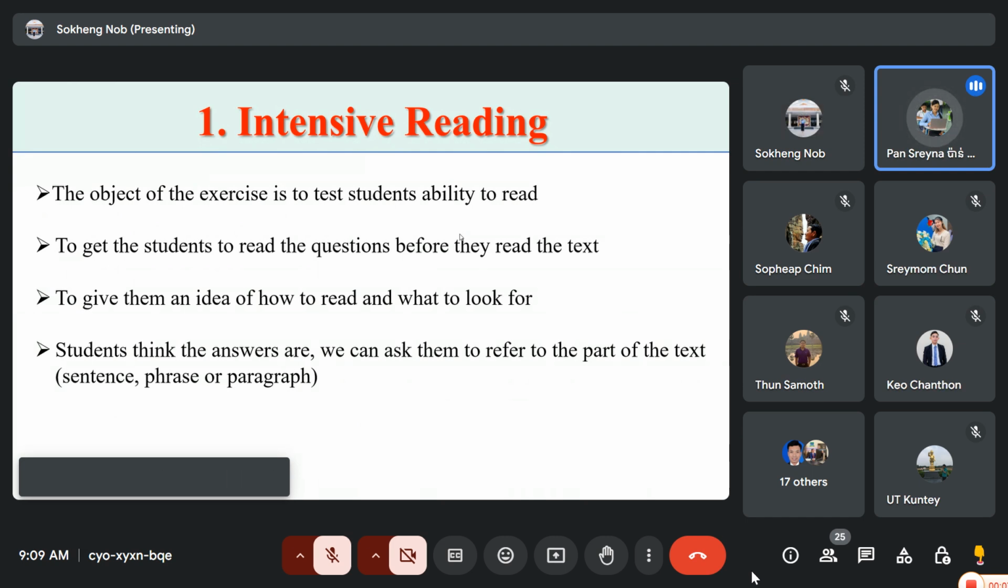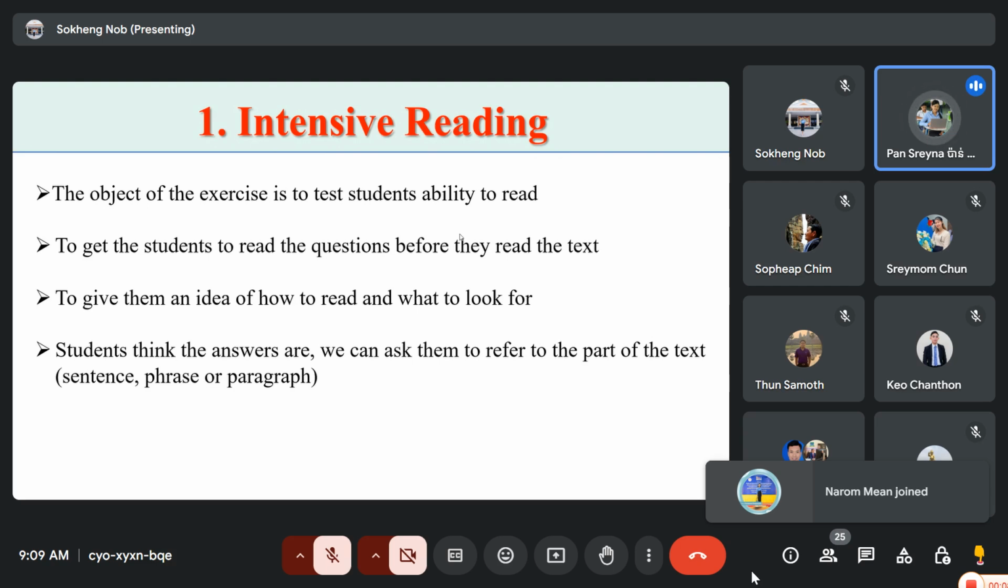Now we come to intensive reading. So intensive reading here is the kind of exercise to test the student's ability to read. Intensive reading, as I have mentioned earlier, is where the students have to read and then find out the answers. For example, before we teach, we assign the students tasks. There are many techniques the teachers can use. The teacher can ask questions, like filling the gap, true or false, or any other technique.